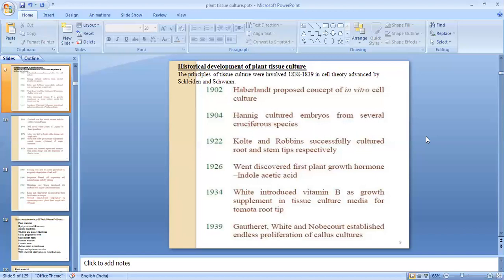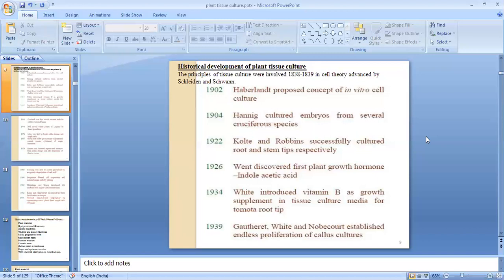And in the year 1922, Haberlandt's successors Holt and Robbins cultured root tips and stem tips. That means the explant, or the isolated cell, is taken from the root or stem. And in 1926, the very first plant growth hormone, that is auxin, indole 3 acetic acid, was isolated when they were doing studies in plant tissue culture. And in 1934, White introduced vitamin B as a growth supplement in plant tissue media, especially when they were doing the tomato root tip culture.